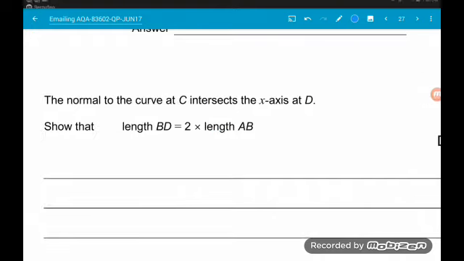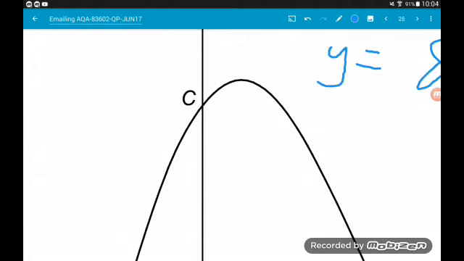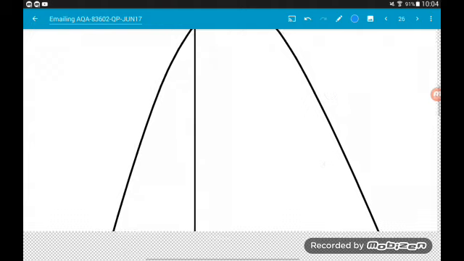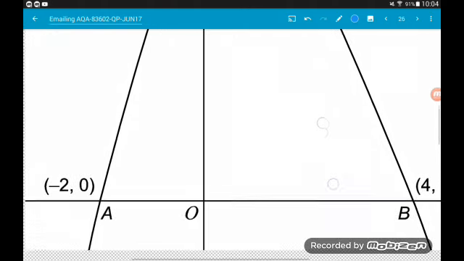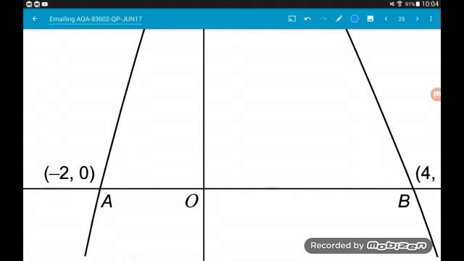Okay, and then for part C, we are told the normal to the curve at C intersects the x-axis at point D. We want to show that length BD is twice the length of AB. So, let's first of all go back to the diagram. Work out the length AB. So, length AB is taking us from minus 2 up to 4. That has a length of 6.